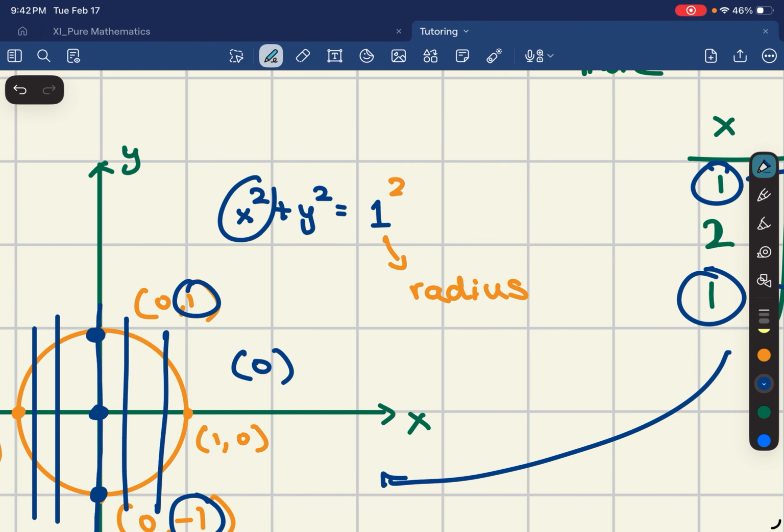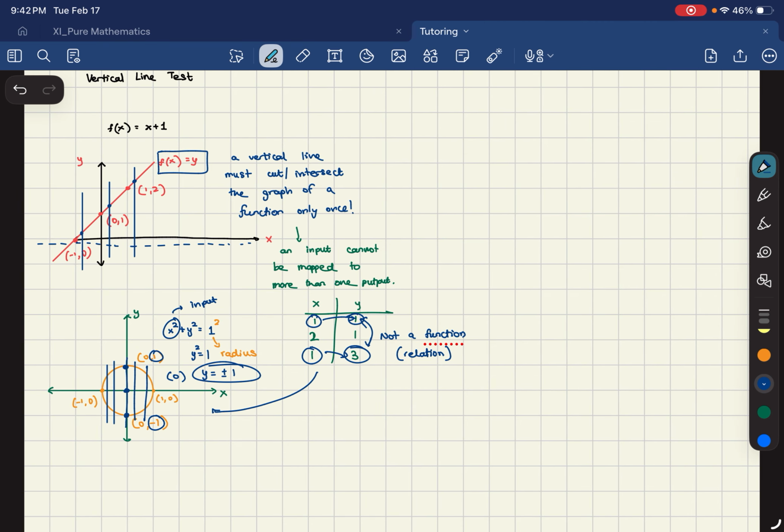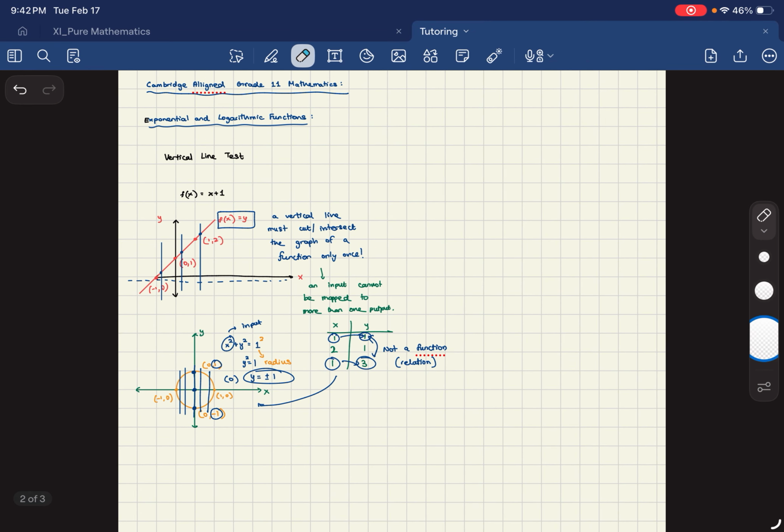If you put x is 0, you have y squared is equal to 1, y is equal to plus or minus 1. So you have two outputs for one input, x. So that is why a circle is not a function. You can look at it in a tabular form, you can look at it via the graph, but basically the idea of the vertical line test is that for every input, there must only be one output. An input cannot be mapped to more than one output for something to qualify to be a function.